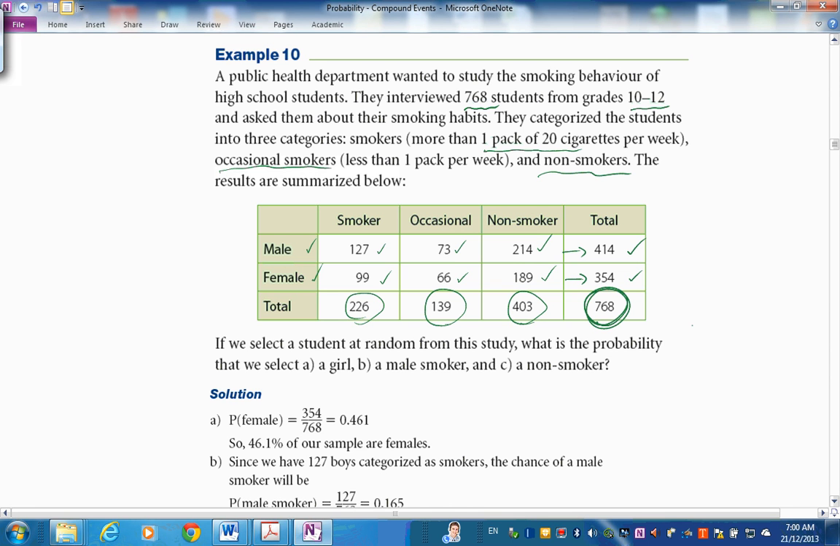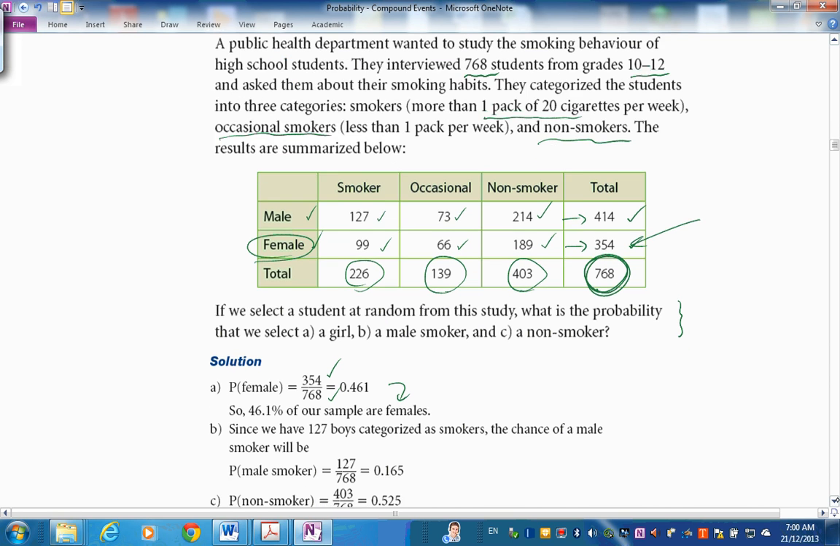Now here's some problems. If we select a student at random from this study, what's the probability that we select a girl? Well, let's look at how many girls there are out of the total. Female here, this line. So the total number of girls is 354 out of 768. So that's not too bad. Okay, so we could change that to 46.1%.